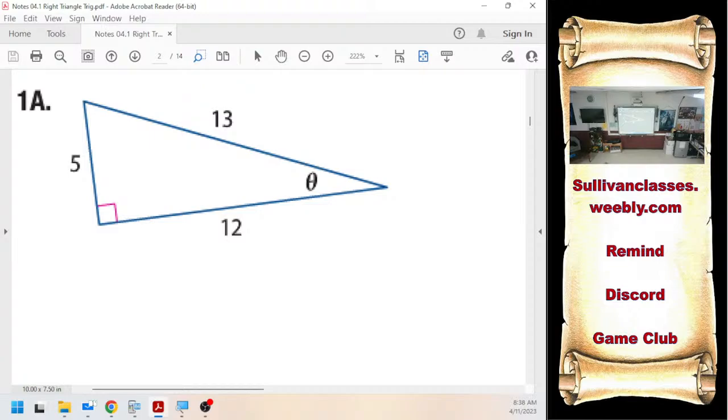Now, if you don't like a triangle that is not nicely laid down on its base for you, turn your paper. Just turn your paper. Okay, start by labeling across from theta. It's the alligator.